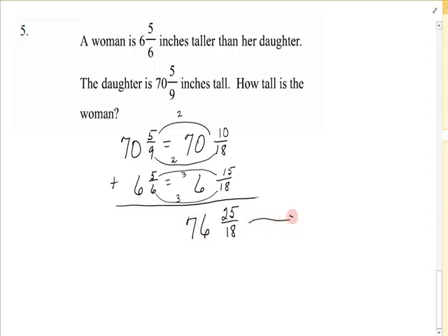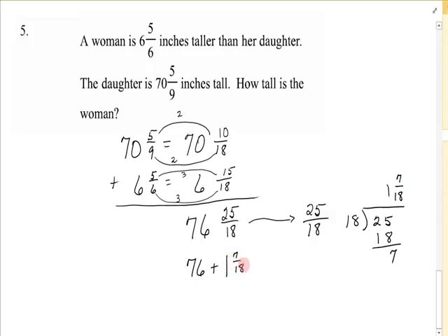This is another case where I got an improper fraction. I got 25/18. So I'll divide 18 into the 25. It goes once. 1 times 18 is 18. Subtract for 7. So it is 1 and 7/18. That means I have 76 plus 1 and 7/18, or 77 and 7/18 inches. That is the height of the woman. All right, it's time for you to practice.